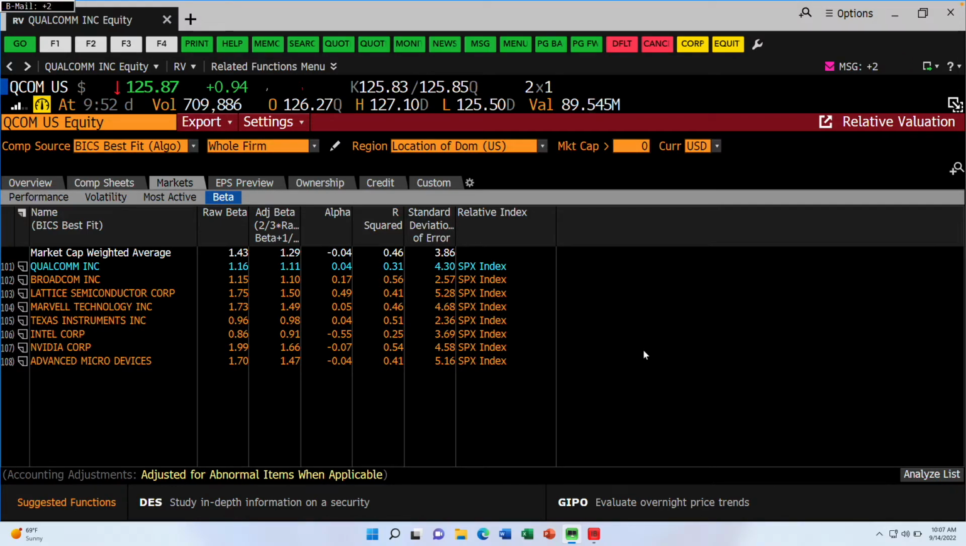That makes it a little bit more cyclical than a business where it doesn't matter what the economic times are, consumers will buy the same amount of stuff. So that's why it's a 1.43, right? Why is Qualcomm a little less economically sensitive than its peers?